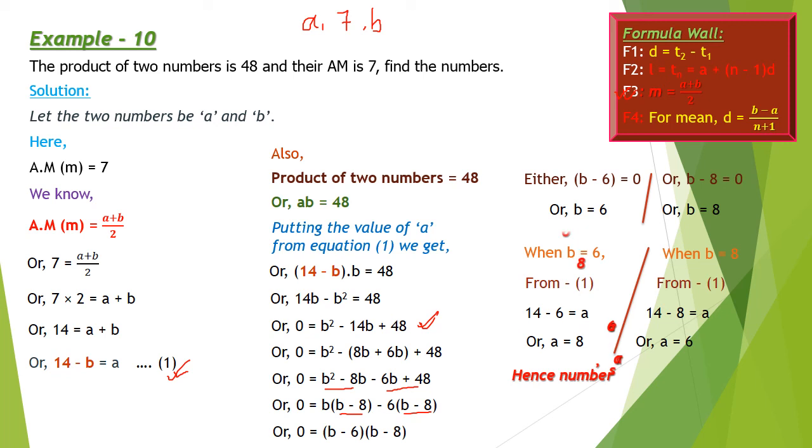Now hence our answers are 6, 8 or 8, 6. So the numbers can be 6 and 8 or 8 and 6. So in any case, the arithmetic mean will be 7.